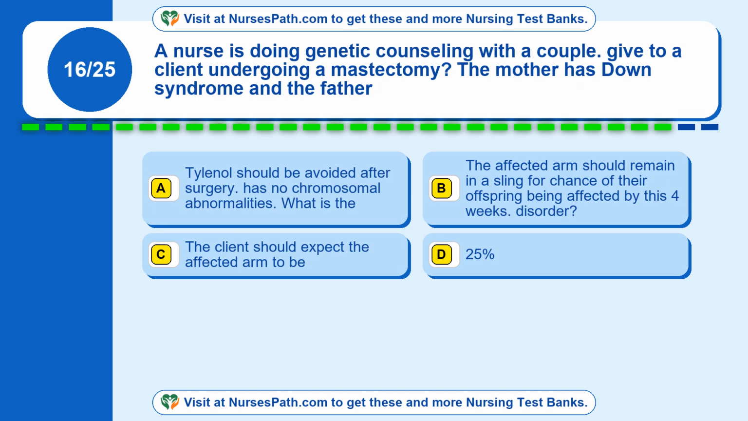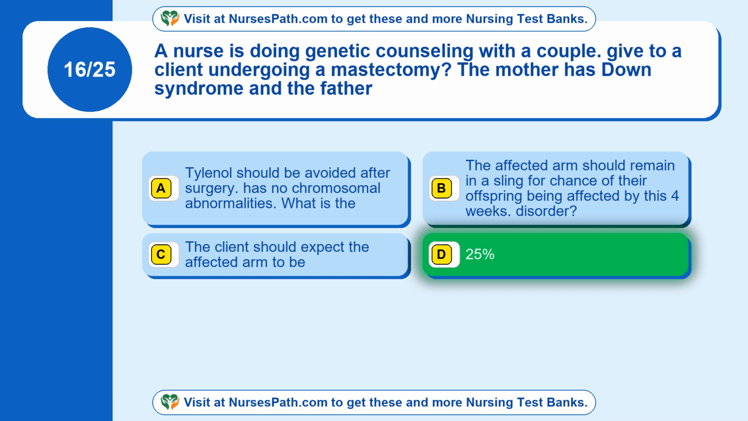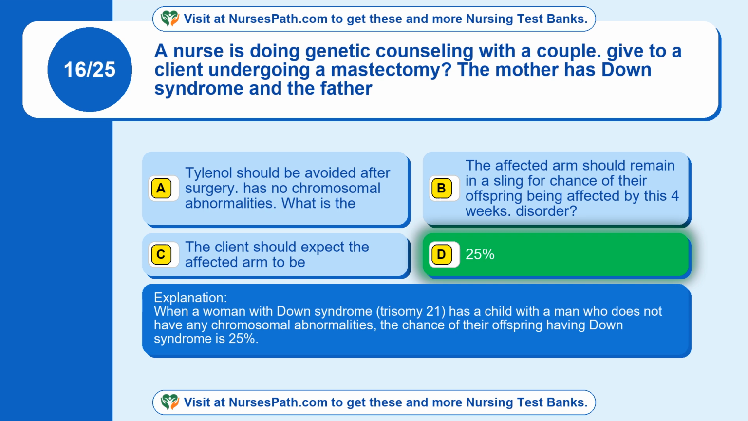Question 16. A nurse is doing genetic counseling with a couple. The mother has Down syndrome and the father has no chromosomal abnormalities. What is the chance of their offspring being affected by this disorder? Option D. 25%. The correct answer is option D. 25%. When a woman with Down syndrome, trisomy 21, has a child with a man who does not have any chromosomal abnormalities, the chance of their offspring having Down syndrome is 25%.